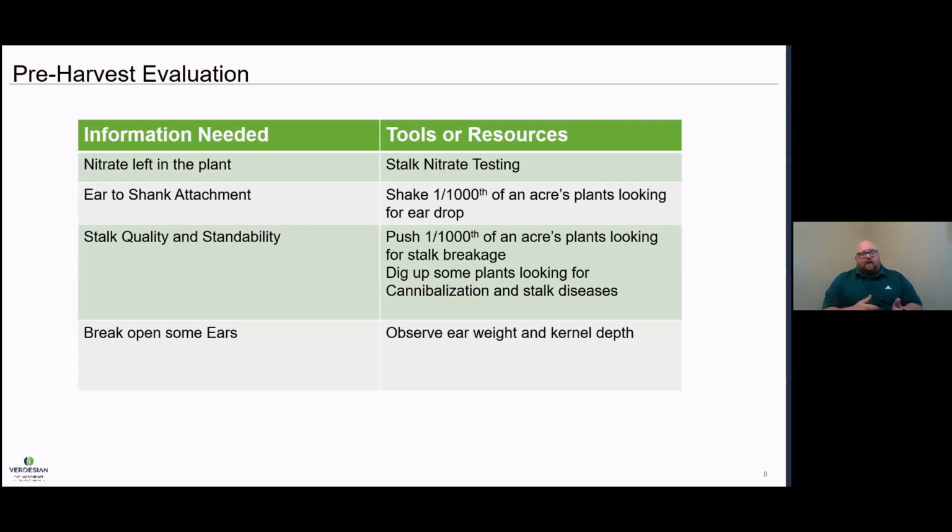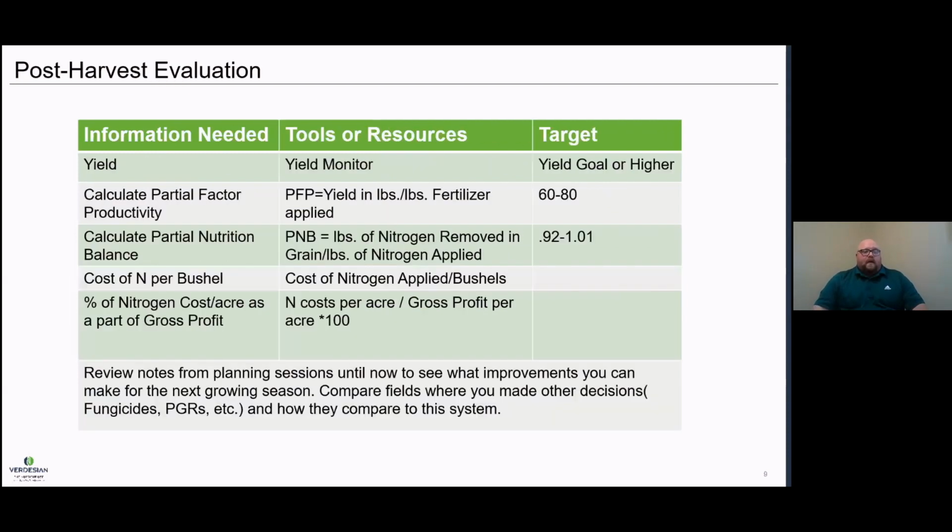I like to take notes on the field from start to finish, so at the end of the year, I can look back at my notes and I can start to think about what I'm going to do different. So the last decision piece we want to talk about is that post-harvest valuation, right?